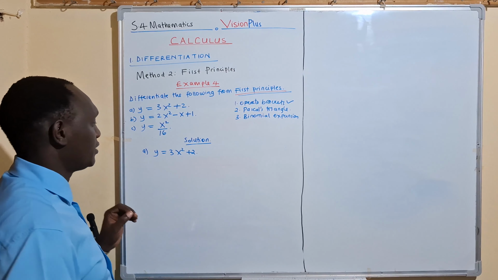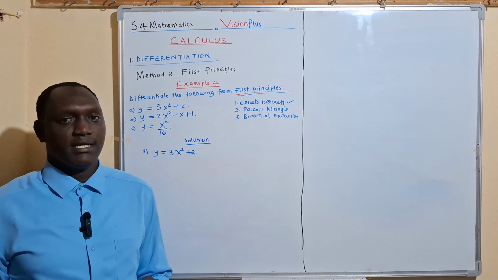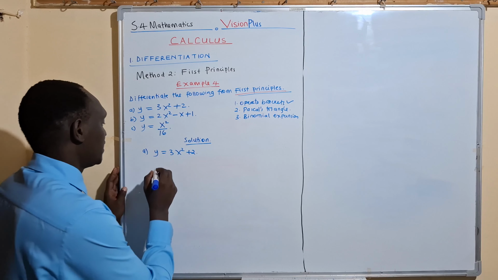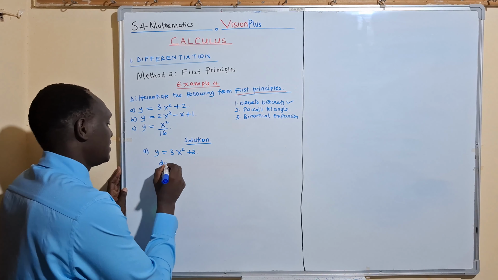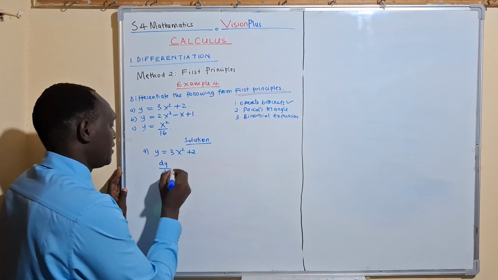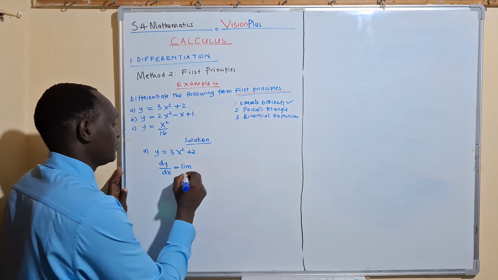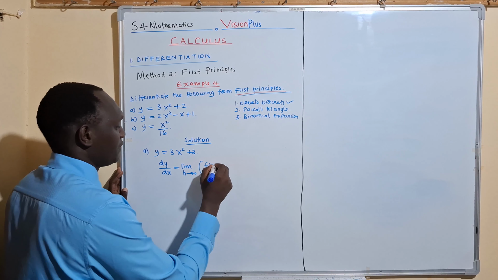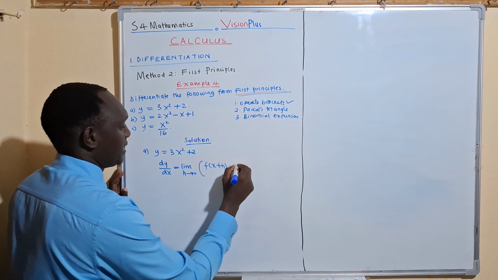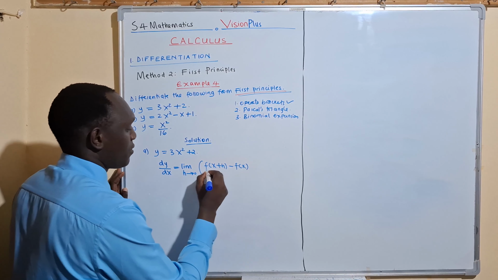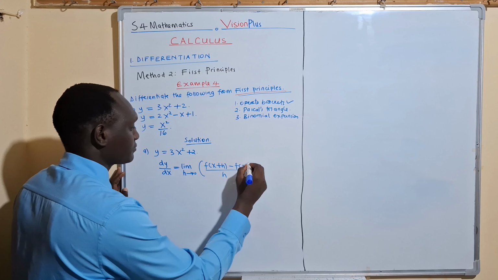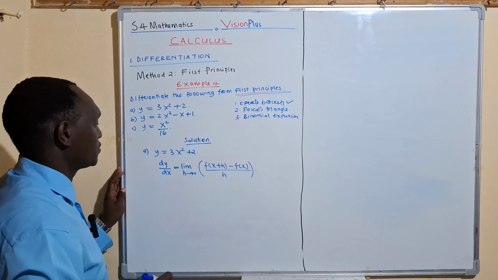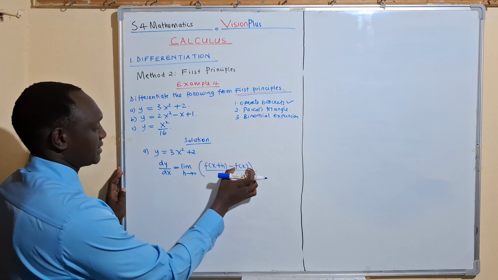What do we need to do here to guide us? We state the formula such that we work in accordance with the formula that says dy/dx equals the limit as h tends to 0 for the function f of x plus h minus f of x over h. So from here we need f of x.